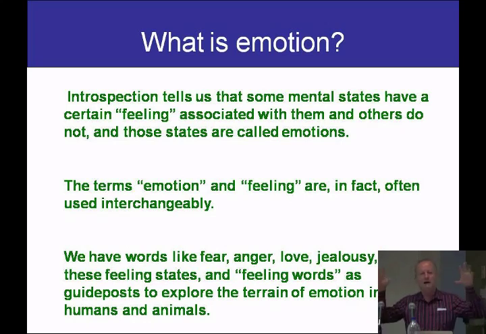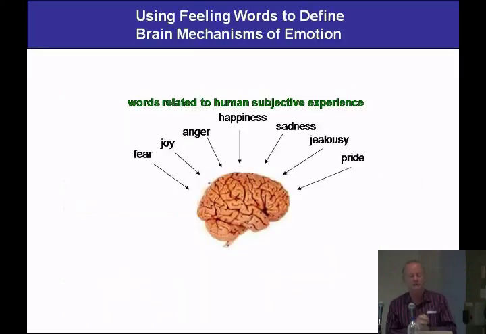So we're starting with a lot of high-level stuff. Words have a lot of baggage associated with them that we collapse into a single meaning and think that that's going to tell us something about the brain, which I think is a bad idea, though I've done this for years. So here are some of the words that come out of subjective experience. Some of these are basic emotions, others like jealousy and pride are higher order emotions. I'm mainly going to be focusing on the basic emotions idea today, though.